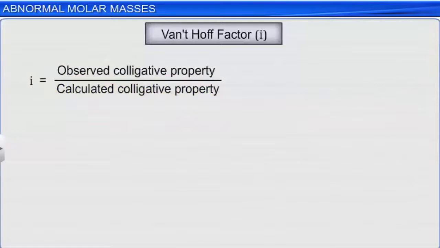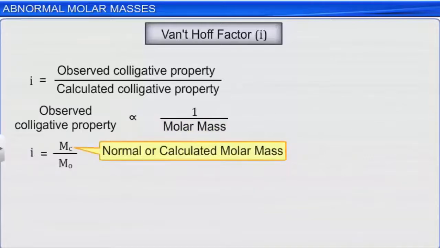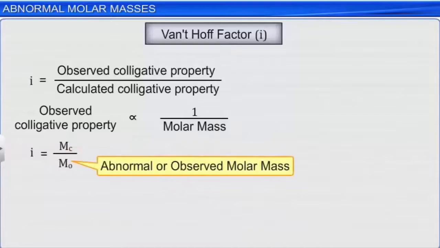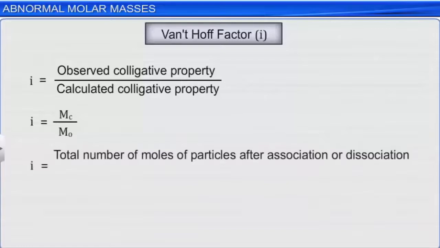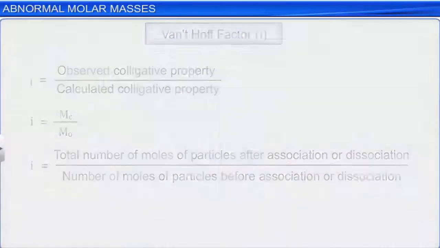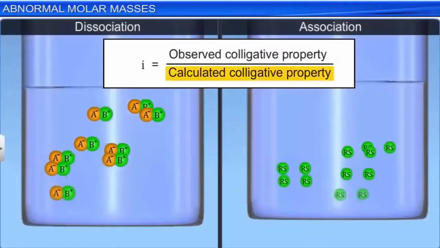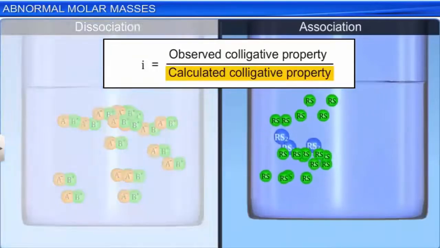Now, since colligative property is inversely proportional to molar mass, i, in terms of molar mass, becomes i is equal to normal or calculated molar mass Mc divided by abnormal or observed molar mass Mo. Further, as the colligative property depends directly on the number of particles present in a solution, it can also be written as i is equal to total number of moles of particles after association or dissociation divided by number of moles of particles before association or dissociation. Note here that the calculated colligative property takes into account the assumption that the non-volatile solute has undergone neither association nor dissociation.